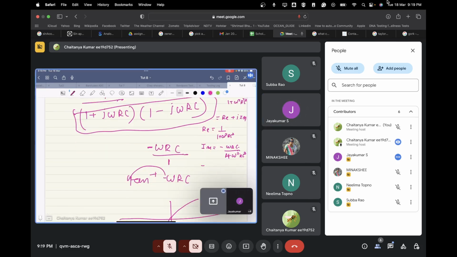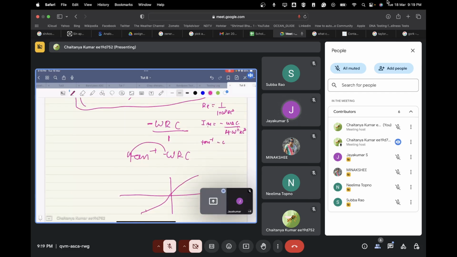So what we will have is tan inverse. We need to take the ratio of imaginary part and real part, so the denominator will get cancelled out, right? So we will have tan inverse of minus omega RC, and since tan inverse is an antisymmetric function, the minus can come outside. So we will have minus tan inverse omega RC. So this is how you get negative in case of poles. Is it clear?